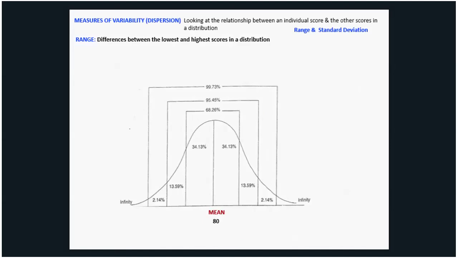The range is something that you've worked with. It's the difference between the lowest and the highest score in a distribution. So if the highest score is an 89 and the lowest score is a 67, you're looking at 22 points as your range.